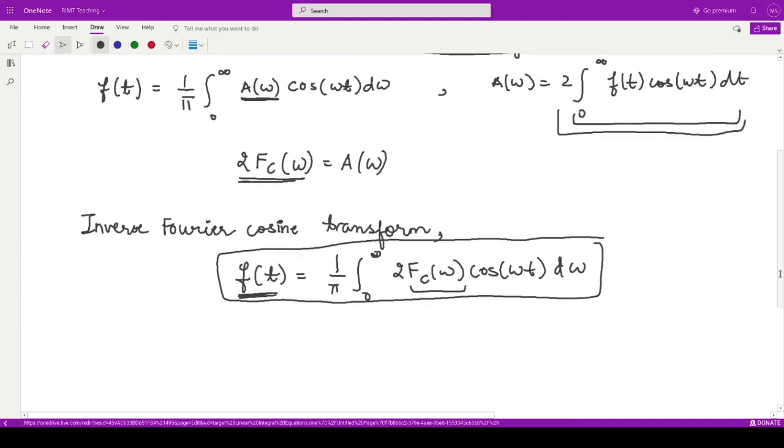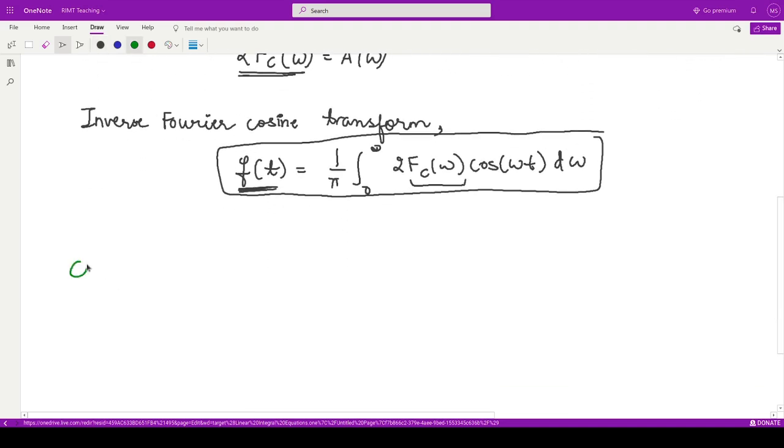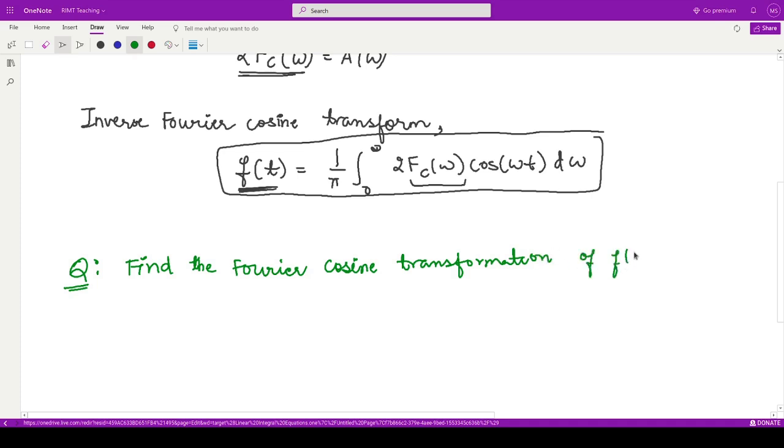So let us have a look at one question. The question here is, find the Fourier cosine transformation of the given function f of t, where f of t is defined as t in the interval 0 to L, and it is 0 whenever t is greater than L. So this is given to us. We are to calculate its Fourier cosine transform.